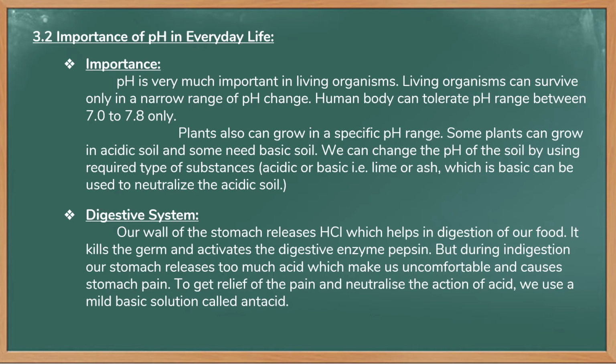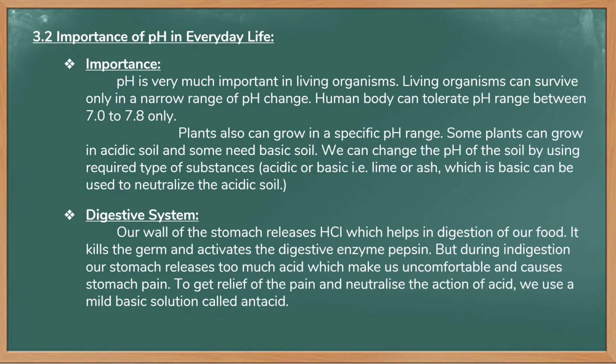Plants also can grow in a specific pH range. Some plants can grow in acidic soil and some need basic soil. We can change the pH of the soil by using the required type of substances, acidic or basic. That is, lime or ash, which is basic, can be used to neutralize the acidic soil.